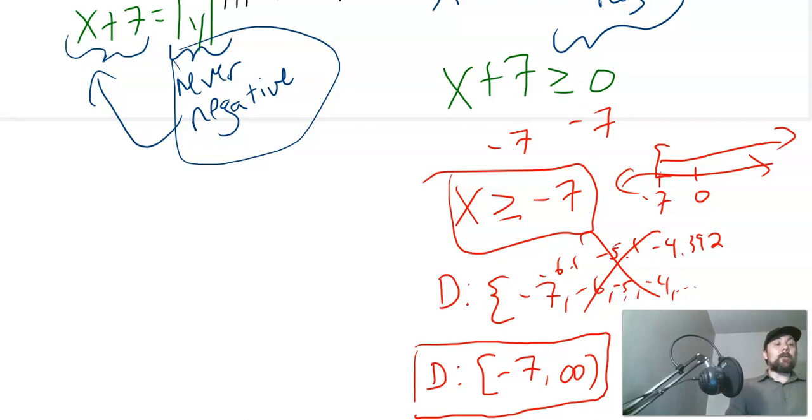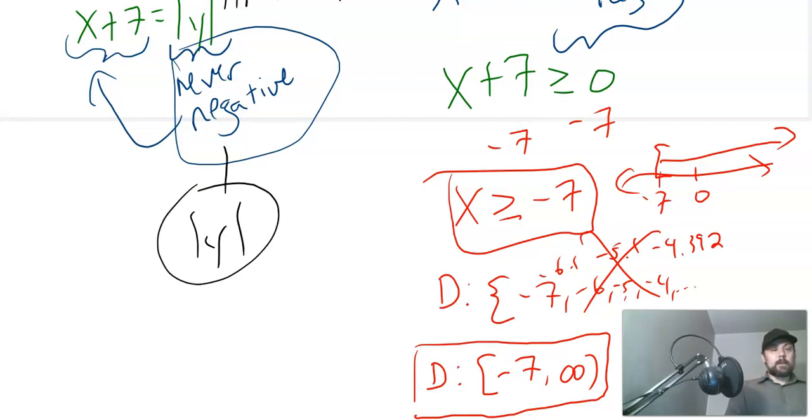What about the range? For the range, I'm looking for limitations on the y value, but there aren't any. Now you might say, wait a minute, we said it can never be negative. The output from the absolute value is never negative, right? This part is never negative, not this part, right? What about the y value itself? Does that always have to be positive? No, we can plug negative numbers into an absolute value.